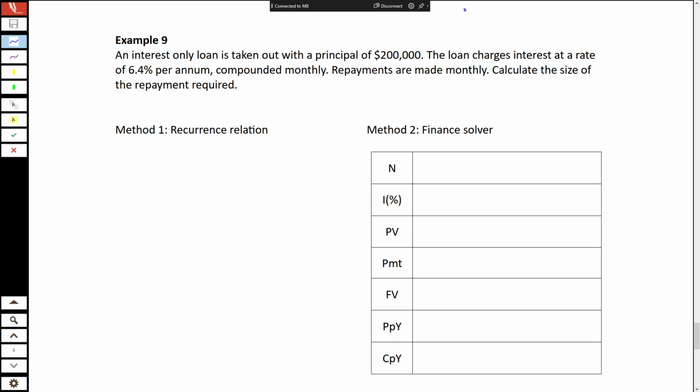So this last part is about what is called interest-only loans and perpetuities.